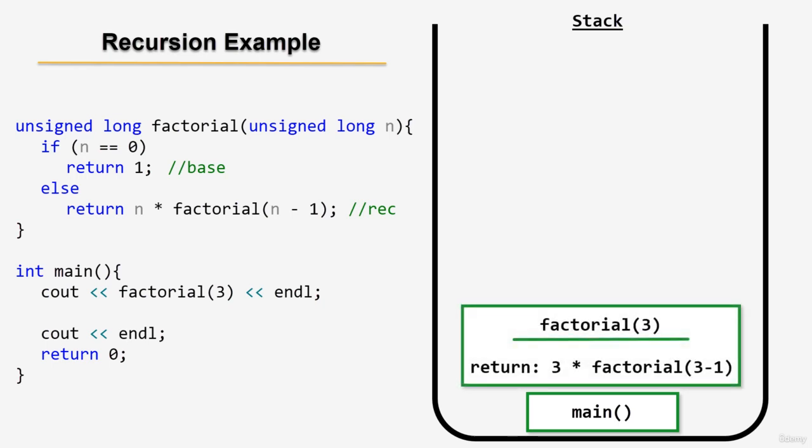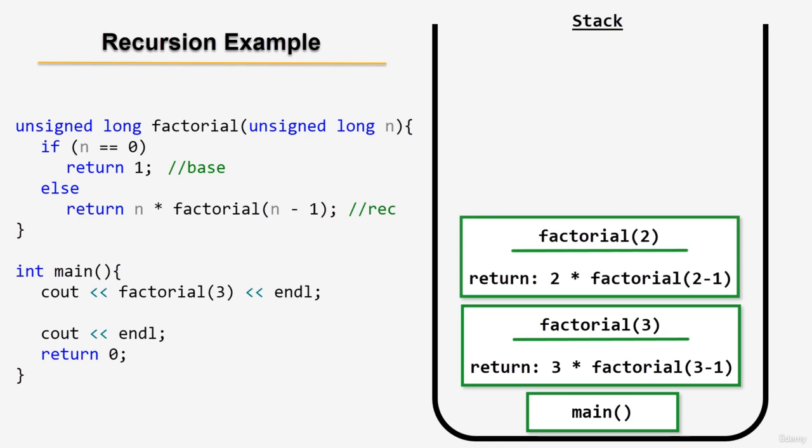The argument is 3 and this is passed by value, so the formal parameter n is going to be initialized to 3. Since the argument is not 0, we are not going to return 1. We move to the else part, which is the recursive case. N here is 3 again, so 3 times factorial of 3 minus 1. Because we call that function again, we push another stack frame onto the stack. The argument that we pass in is 2, so the formal parameter n will be initialized to 2.